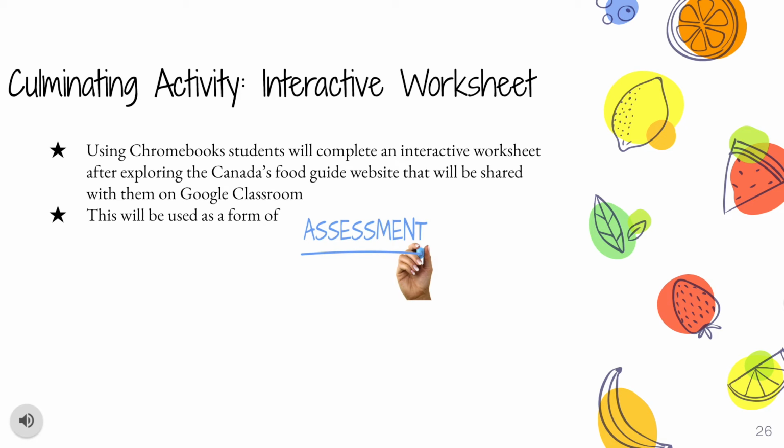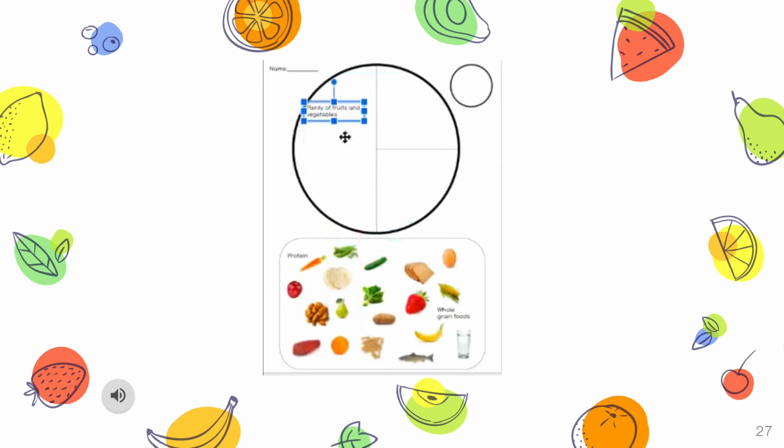For our culminating activity, we made an interactive worksheet. So students will work independently using Chromebooks to complete the worksheet. They will navigate to Canada's Food Guide website, and after scrolling through the website and gaining an understanding of the new food guide, students will independently complete an interactive worksheet online that will be shared to them via Google Classroom.